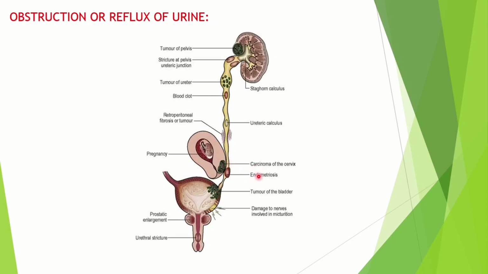Sometimes there is migration of endometrial tissue to places other than the endometrium, like the ovary or ligaments, which enlarges in size and can cause constriction in the ureter. And a tumor of the bladder can also cause constriction of the ureter at the point of draining. The most important cause in males is prostatic enlargement, called BPH, benign prostatic hyperplasia. It causes retention and obstruction of urine.